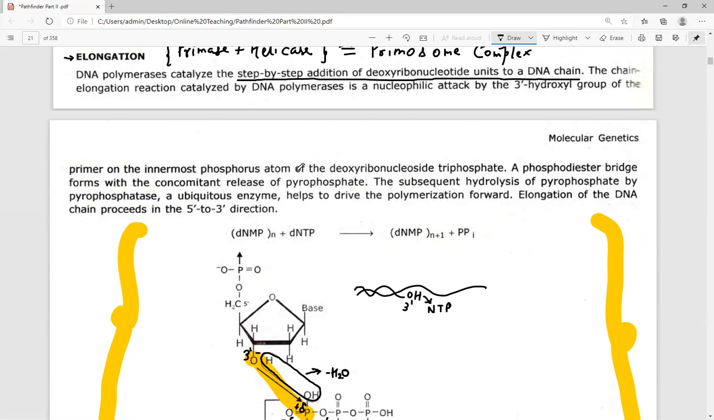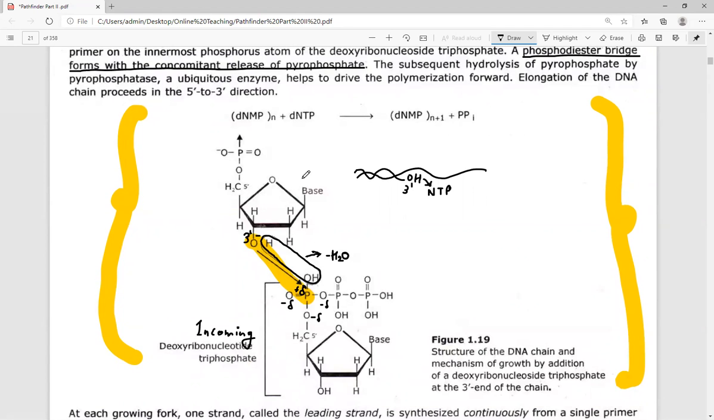The primer on the innermost phosphate atom of the deoxyribonucleotide triphosphate, a phosphodiester bridge is being produced. There is another bridge that is going to be produced, and that is referred to as the phosphodiester bridge. So the next is a phosphodiester bridge is going to be produced with the commitment release of pyrophosphates. So there are pyrophosphates which are going to be released, and the bonds are being formed. Okay, so see this. Now a phosphodiester linkage will be produced here.